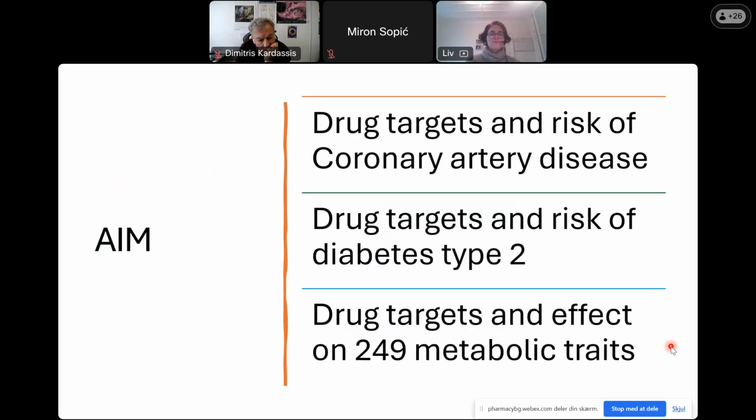They might have. Anyway, the aim of this study was to investigate the effect of drug targets on risk of coronary artery disease, estimate the effect of the drug targets on risk of type 2 diabetes, and estimate the effect of the drug targets on 249 metabolic traits.